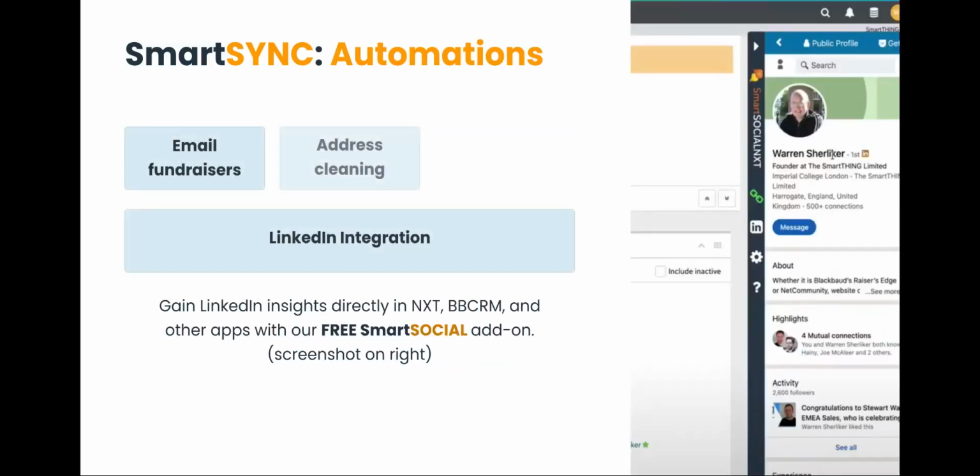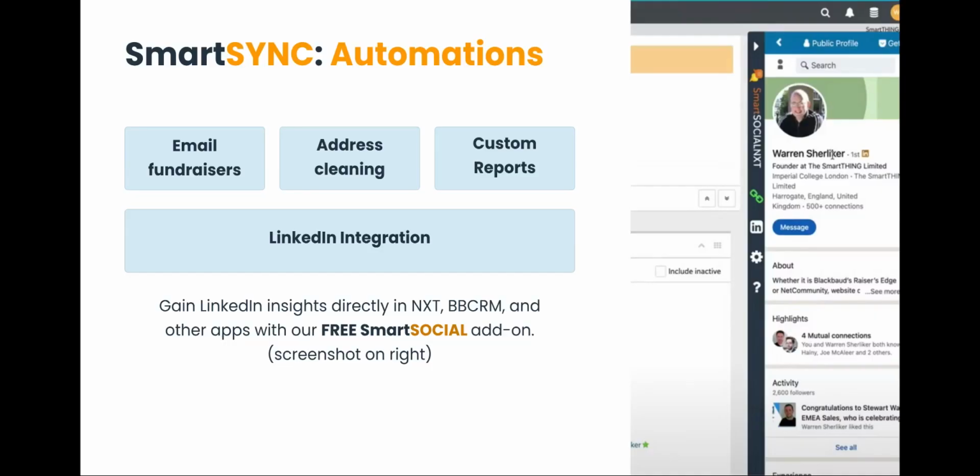So you've seen what we can do to integrate and import data, but our tools can also help you with automation. For example, say you're using SmartENTHUSE to import your donations, you can set up automatic email notifications to the linked fundraiser if the new donation is over a certain amount. Another example is address cleaning.